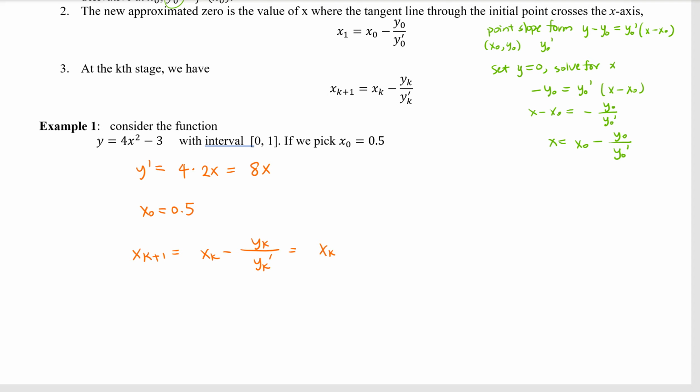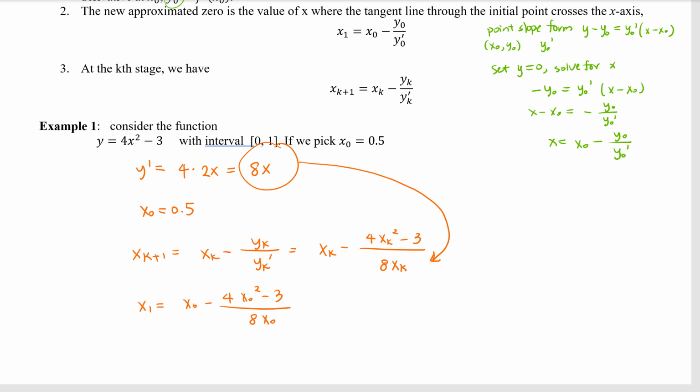And what is it? Well, y sub k is 4 x sub k squared minus 3, our function, just plug in x equals x sub k. y sub k prime is then the derivative. We plug in x equals x sub k. So we have 8 x sub k. So far, so good, everybody? So this is the iterative formula. Now, what is x1? Well, x1 is x0 minus 4 x0 squared minus 3 over 8 x0.